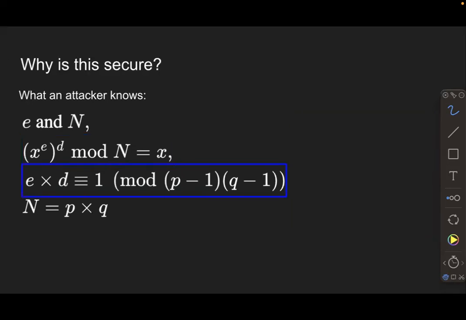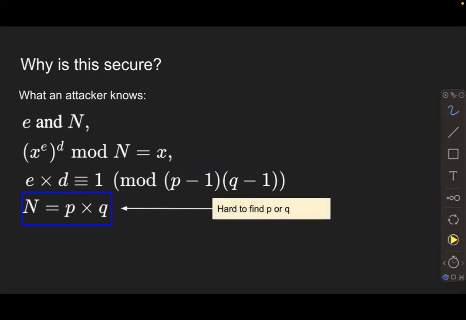Now, they also know that e times d is equivalent to 1 mod (p minus 1) times (q minus 1), right? Because we say they just know RSA and they know that property, but they don't know p or q. So they're not able to use that information because they don't know how to work with this side of the equation. And finally, they know that n is the product of p and q, but again, they don't know how to find p and q given n, because it would take so much computational time.